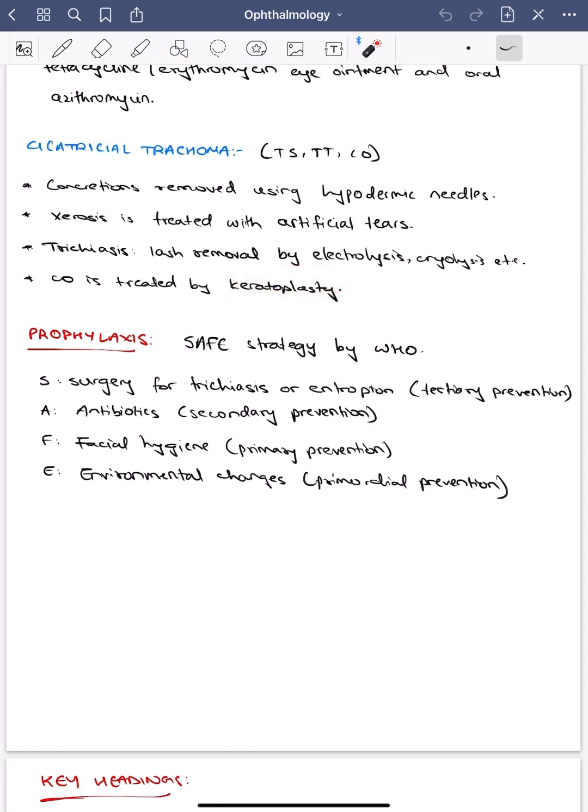Now the prophylaxis for trachoma by the World Health Organization is the SAFE strategy. S stands for surgery for trichiasis or entropion, that is tertiary prevention. A is basically secondary prevention, that is use of antibiotics. F is facial hygiene, that is primary prevention, and E is environmental changes, and this is the primordial prevention.